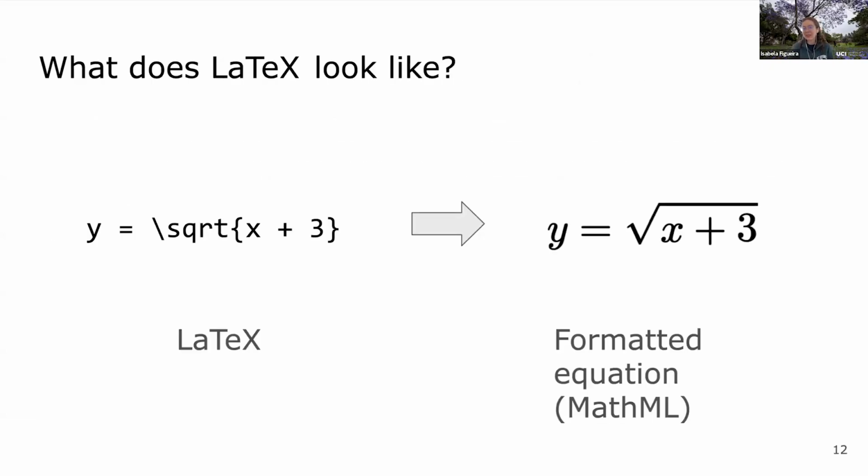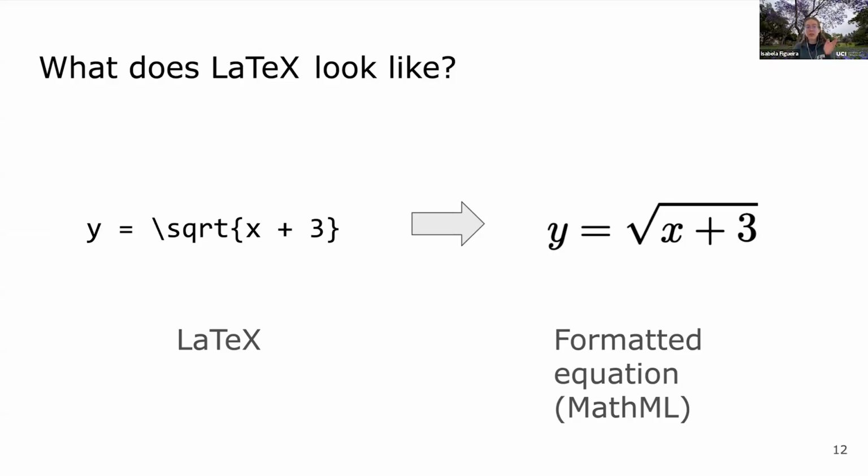So what does LaTeX look like? For example, if we want to represent the equation y equals square root of x plus 3, then we can write that in LaTeX as y equals backslash sqrt left brace x plus 3 right brace. Backslash sqrt is a symbol that tells the computer to make the square root symbol with the little line above the radicand. And then the left and right curly braces enclose the expression, which is x plus 3, that belongs inside of the square root.